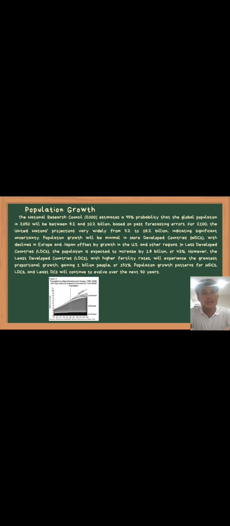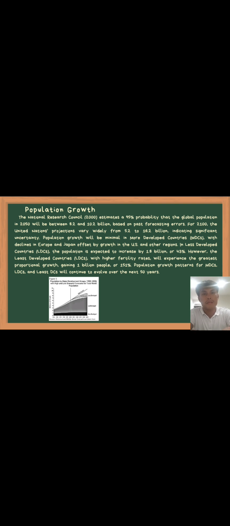The National Research Council 2000 found that there is a 95% likelihood that the global population in 2050 will be between 8.2 and 10.2 billion, based on past projection errors. For 2100, the United Nations population projection range is much wider, spanning from 5.2 to 16.2 billion. This uncertainty highlights the challenges in accurately predicting fertility, mortality, and population size for the 21st century.